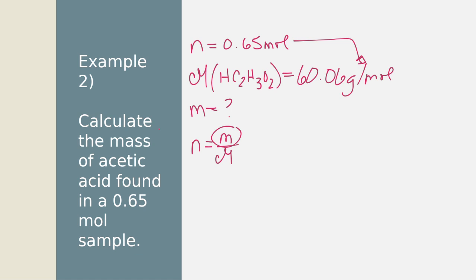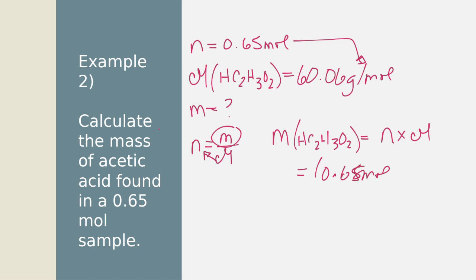I'm going to take my denominator and cross multiply it to the other side. So the mass of acetic acid, and you always tell us what you're solving for in brackets, is equal to moles times the molar mass. We sub this in.